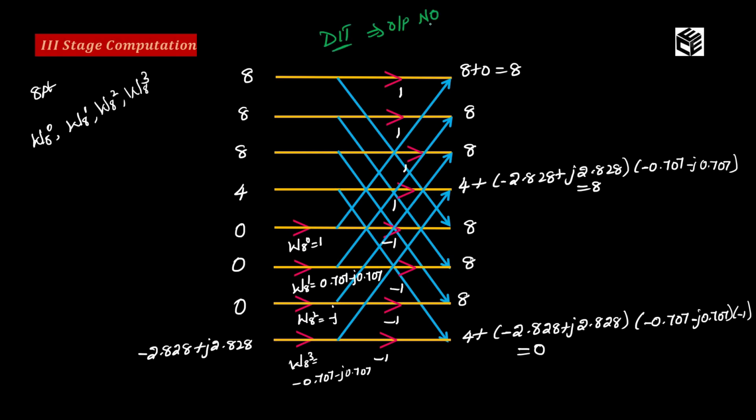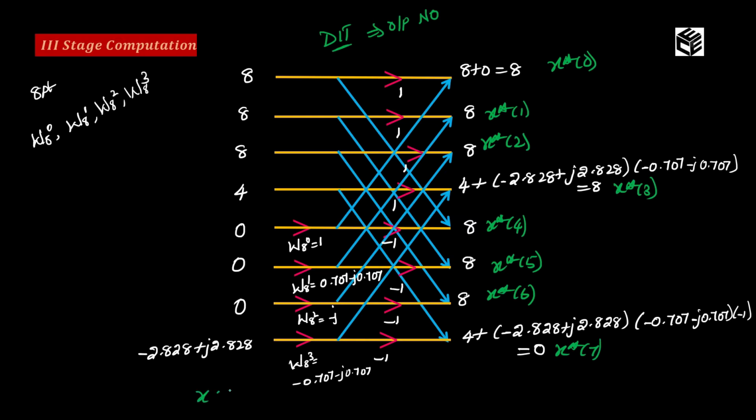As you know, for a DIT, the output is of normal order. This is x conjugate of 0, x conjugate of 1, x conjugate of 2, x conjugate of 3, x conjugate of 4, x conjugate of 5, x conjugate of 6, and this is x conjugate of 7. So in order to find x of n, I need to divide the values by n. Here n value is 8. So I'm going to divide by 8.